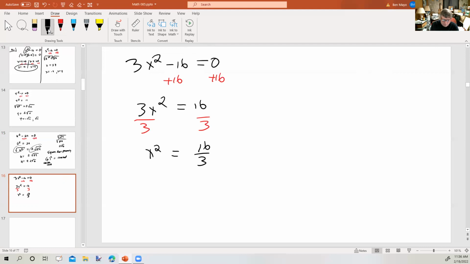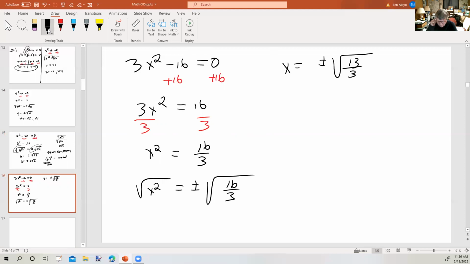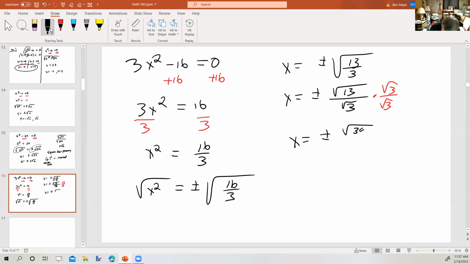Now it's in that form: a perfect square containing the variable equals a constant. We'll take the square root of both sides, and at that point, we'll include the plus or minus. So this gives me x equals plus or minus the square root of 16 over 3. However, we've learned how to simplify radicals that are fractions by rationalizing the denominator. So this becomes plus or minus the square root of 13 over the square root of 3. I'll multiply that by the square root of 3 over the square root of 3, and I get x is plus or minus the square root of 39 over 3.